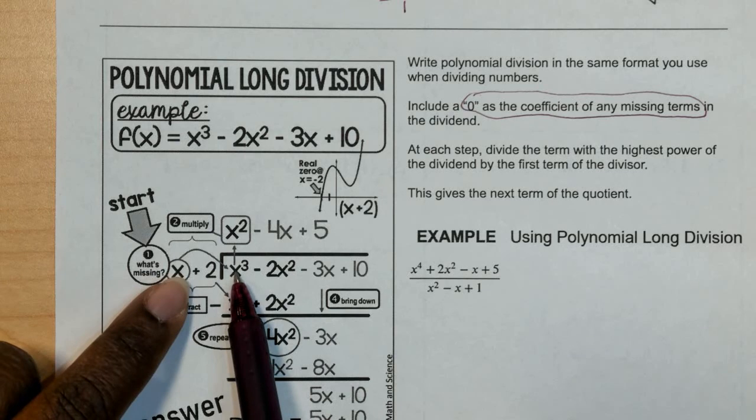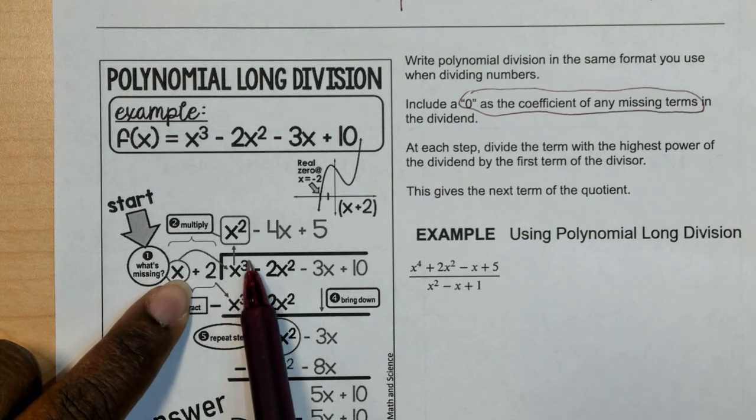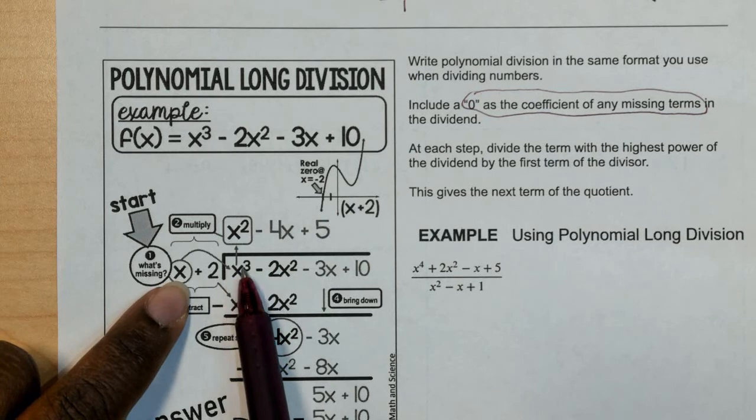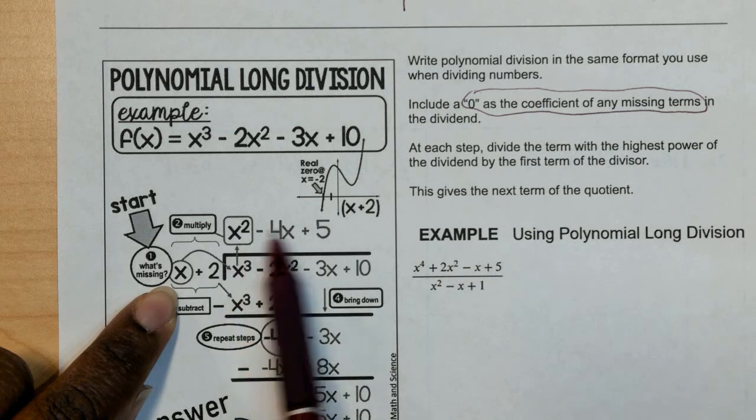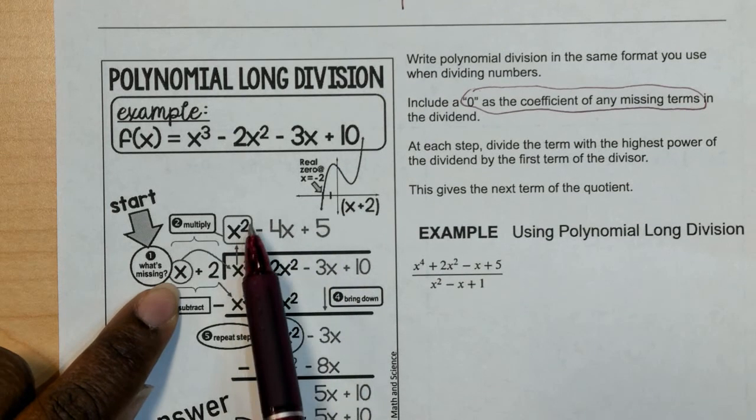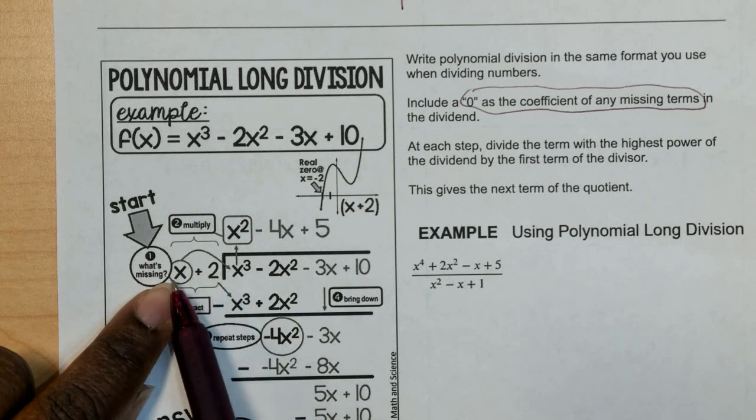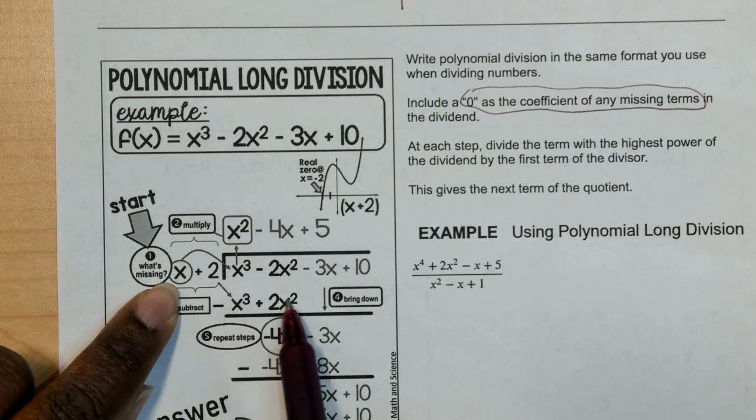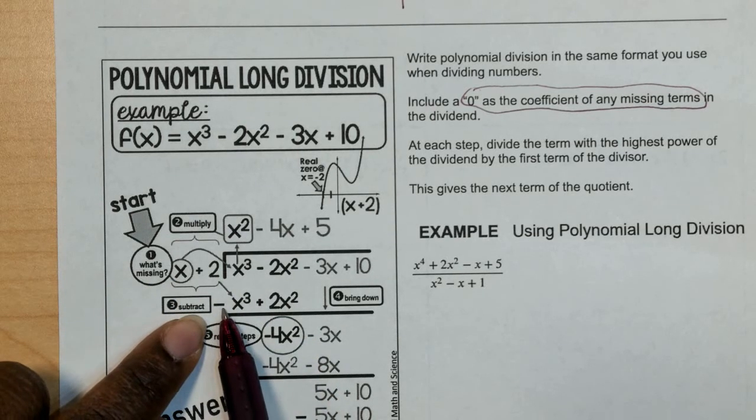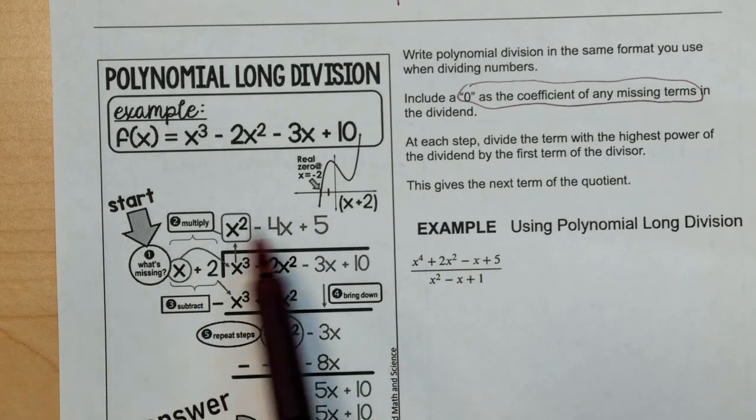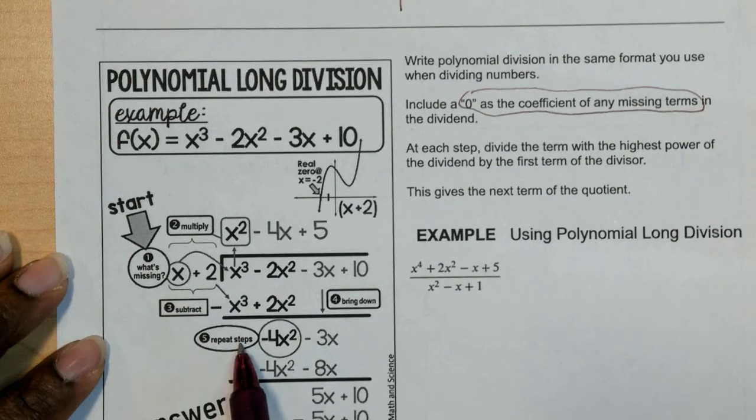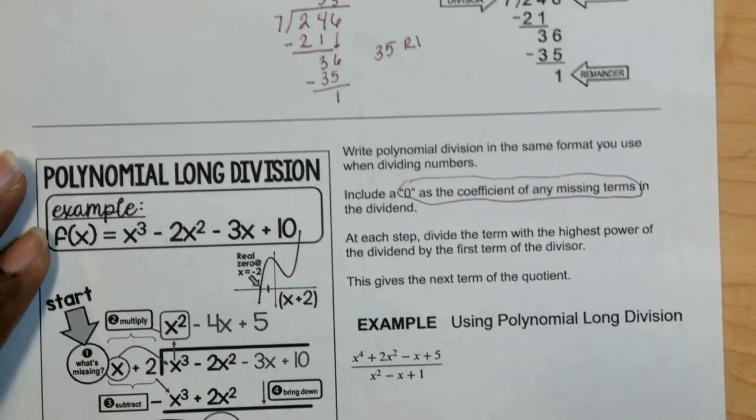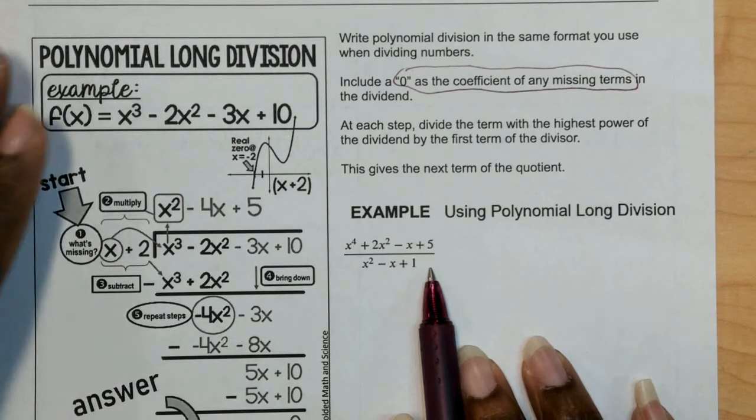In order to do our first step, we divide x to the third power by x. We get x to the second. And that goes up on the top, because that's going to be a part of our quotient. From there, you take that term and distribute it to the terms in your divisor, and that goes beneath the 2 terms in the dividend. You will then subtract, just like you did before. And then when you subtract, you bring down the next term. All of these steps, 1, 2, 3, 4, and then 5, are the same steps that we did up here.